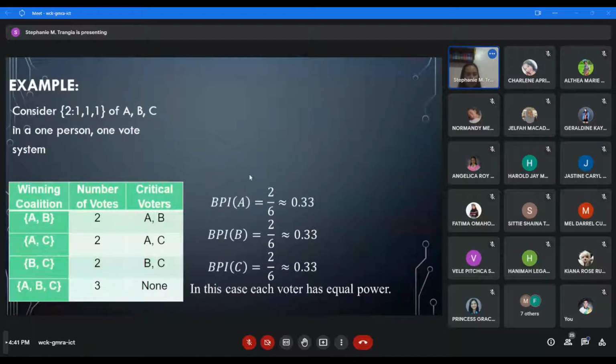And then BPI of A is equal to 2 over 6, so we have 0.33. BPI of B is 2 over 6 still, that's 0.33. BPI of C is 2 over 6, that's approximately 0.33. So in this case, each voter has equal power.